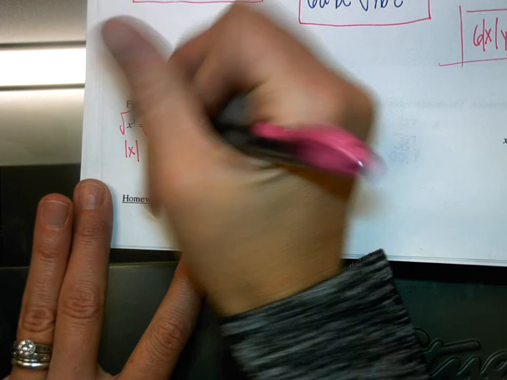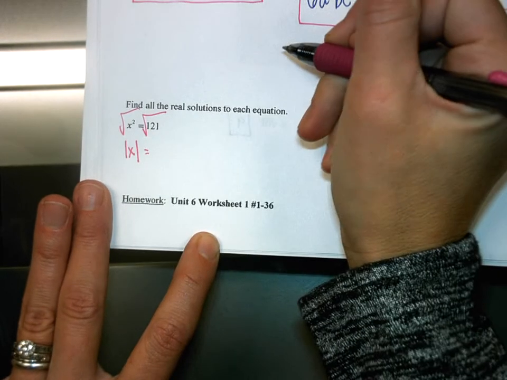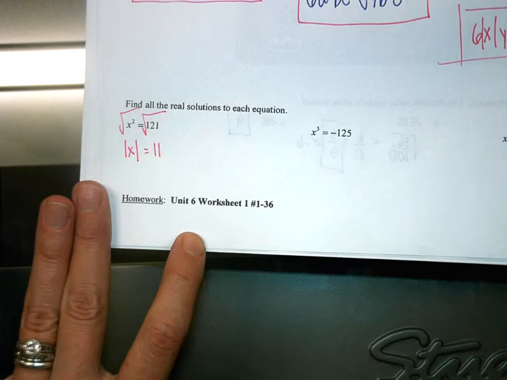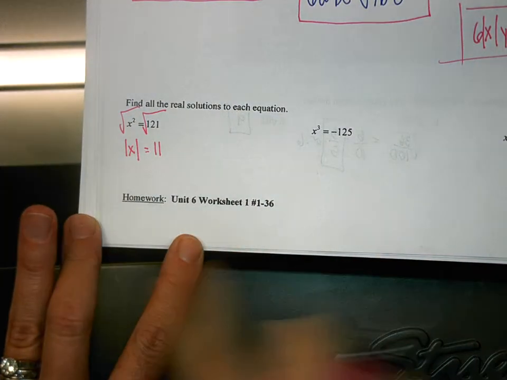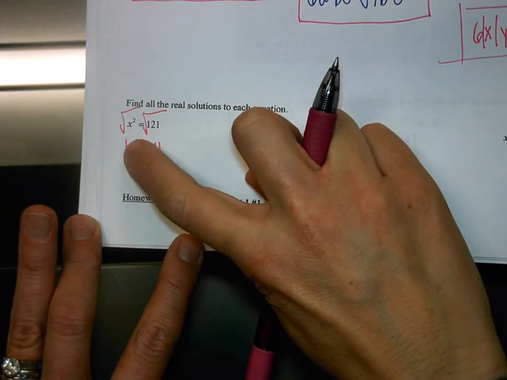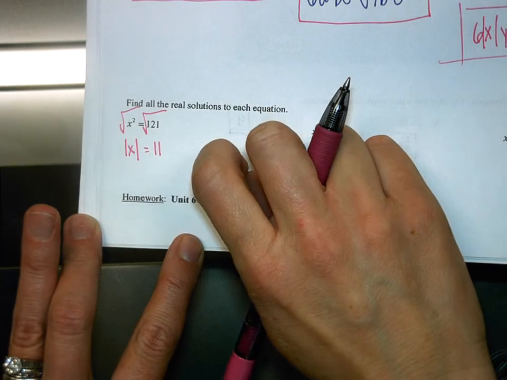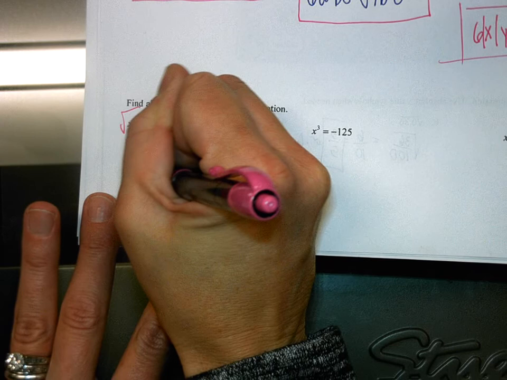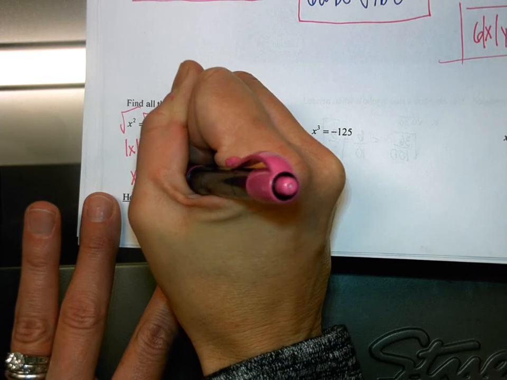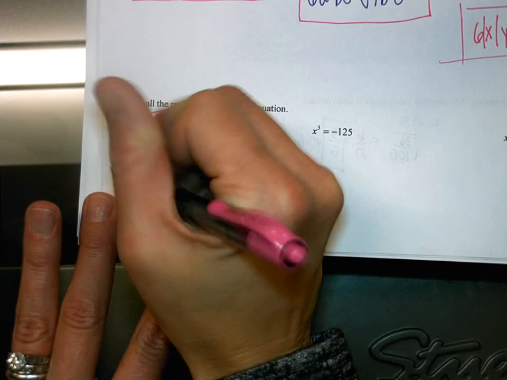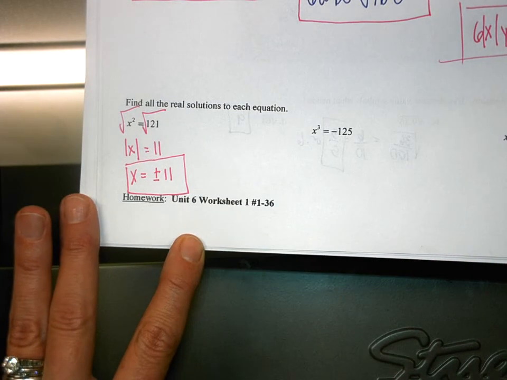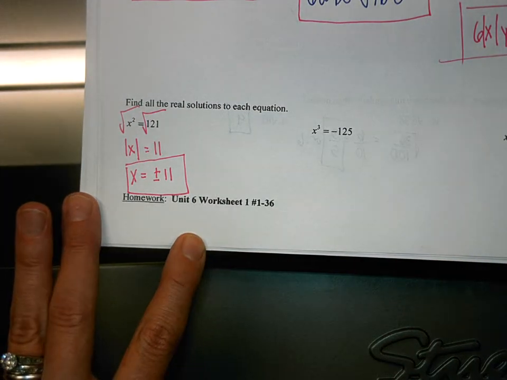Equals, and what's the square root of 121? 11. Okay, which means for this answer, inside this absolute value, x could equal what? 11 or negative 11. And so x equals plus or minus 11. And this goes way back to unit, I don't know, 3 or something?